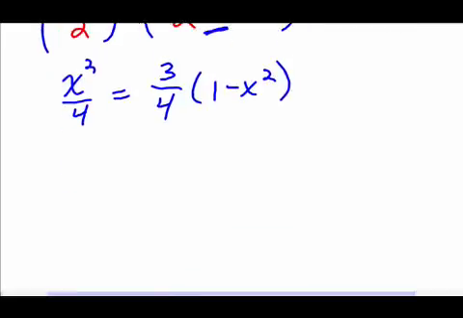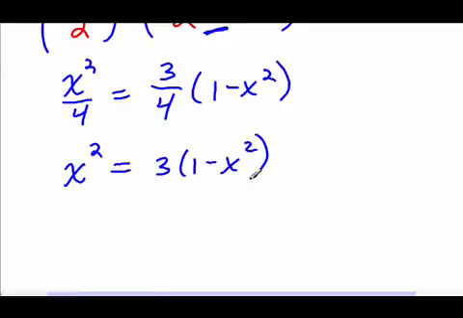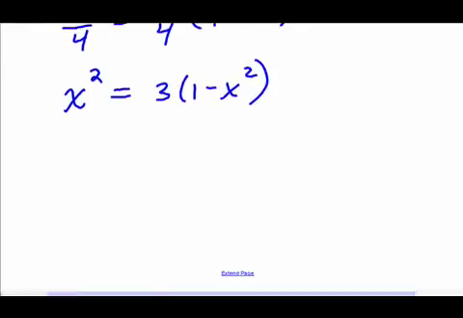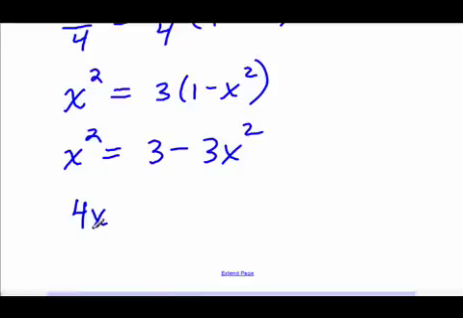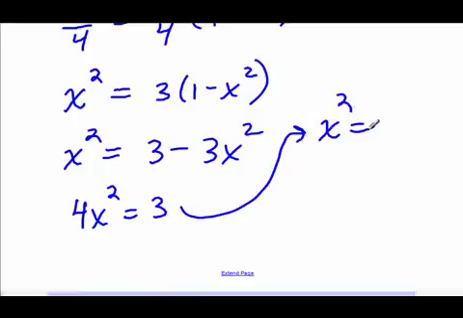So what do we want to do next? Let's multiply both sides by 4. Get rid of the fractions. Now we're down to x squared equals 3 times the quantity 1 minus x squared. Distribute the 3 through: 3 minus 3x squared. Add 3x squared to both sides. We get 4x squared equals 3. Divide both sides by 4. We get x squared is equal to 3/4.